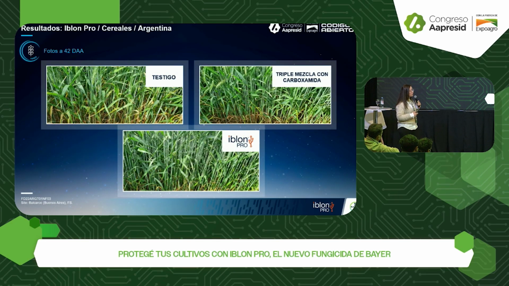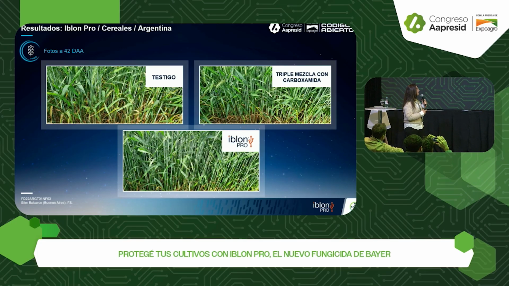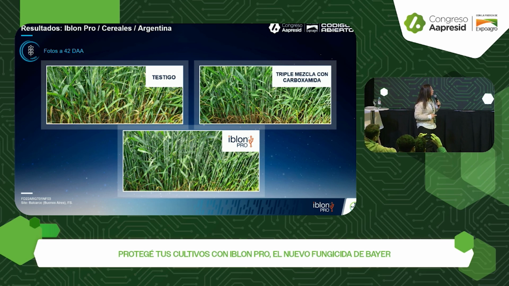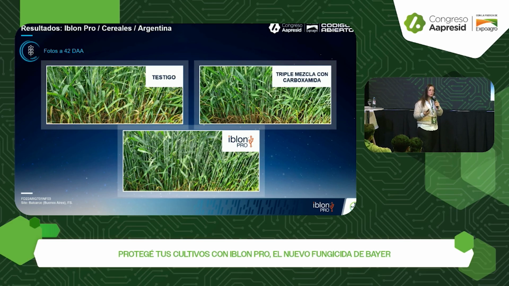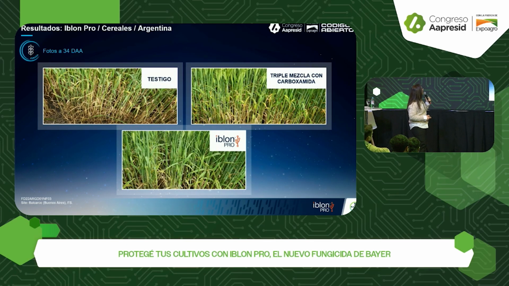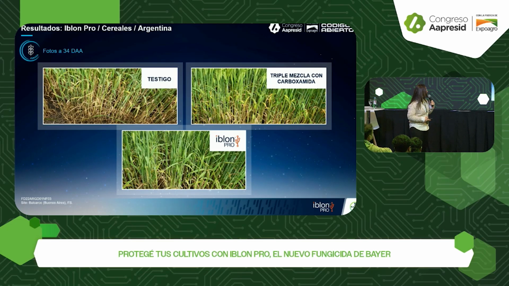Also, 42 days after application, this is when these pictures were taken. Notice in this case it is a wheat crop. See the check stand with some stains, blotches, and when the plant was treated with a triple mix with carboxamide, it will be better compared to the untreated check stand, but see the significant improvement obtained with Iblon Pro. Next slide, and we'll go to barley.